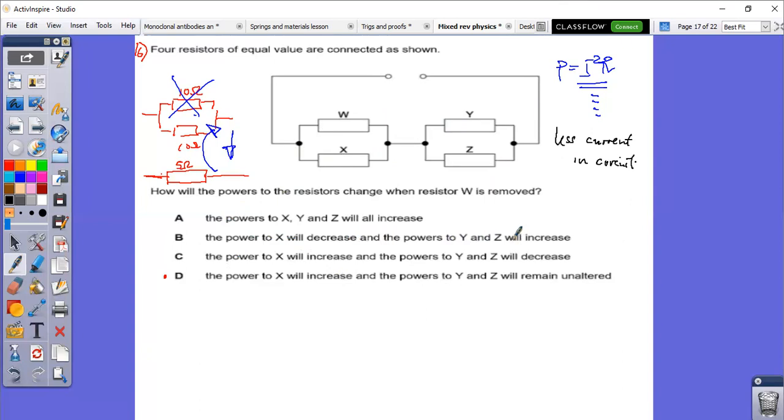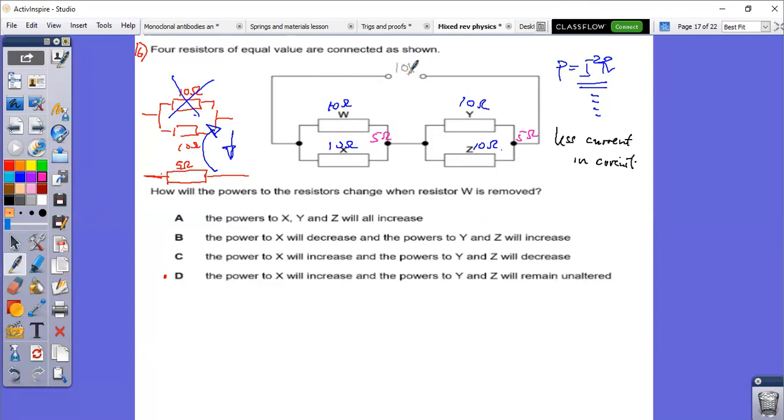Okay. Should we use some values? Yeah. So let's imagine just 10 ohms, 10 ohms, 10 ohms, 10 ohms. Good. Let's just see it with some values. And let's imagine we have a power supply of, let's keep our values easy, 10 volts. So this here is effectively 5 ohms, and this is effectively 5 ohms, the two of them, okay?